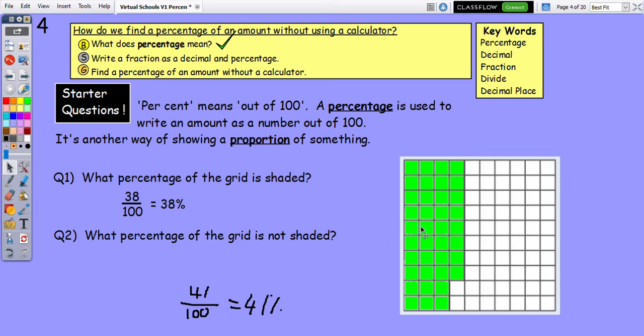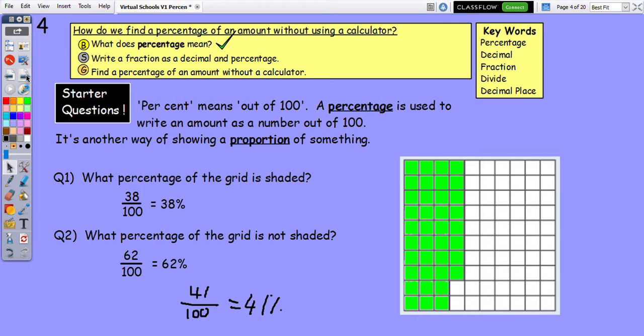Similarly, the number of squares not shaded will be 62 out of 100, so 62%. If I added these two numerators together, I'd get 100. If I added these two percentages together, I would get 100. So just bear that in mind. That's all percentage means: out of 100.